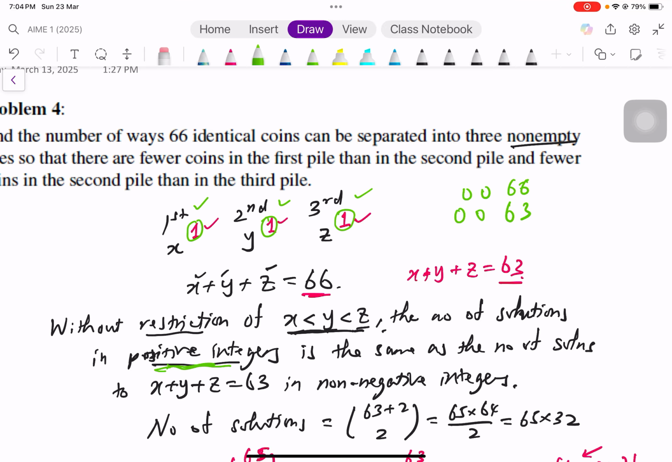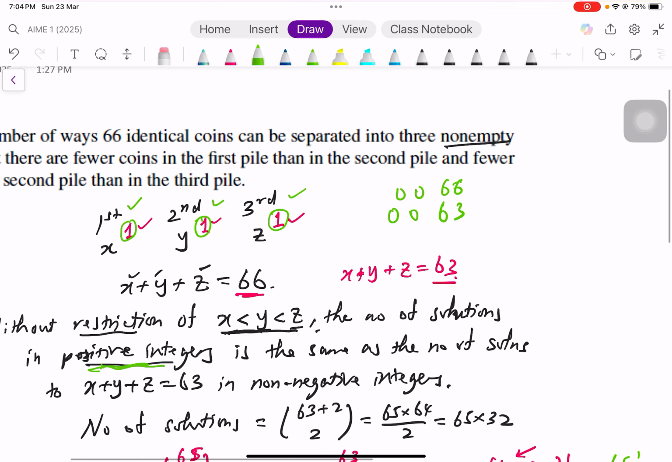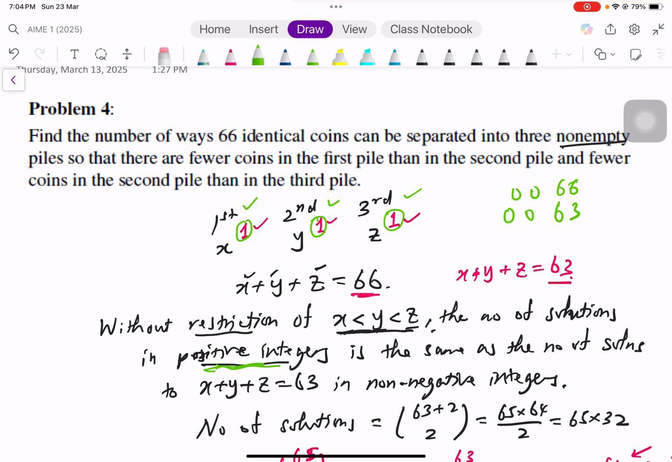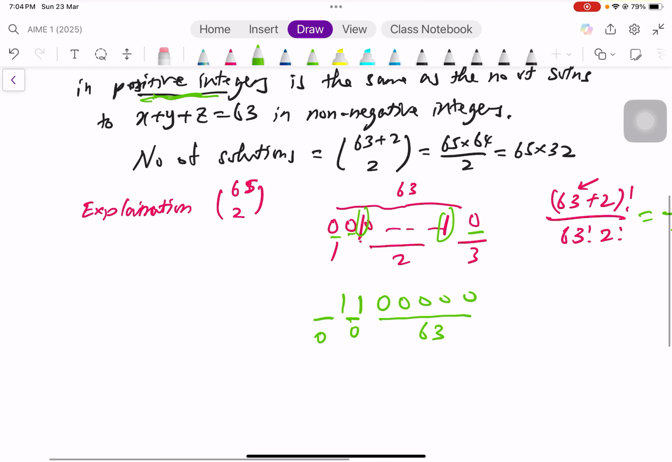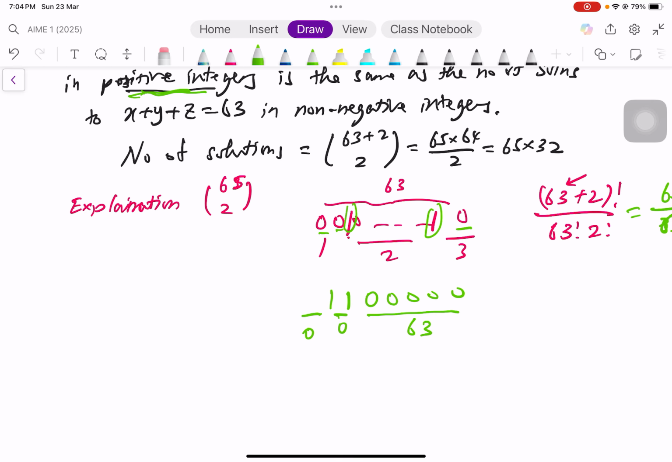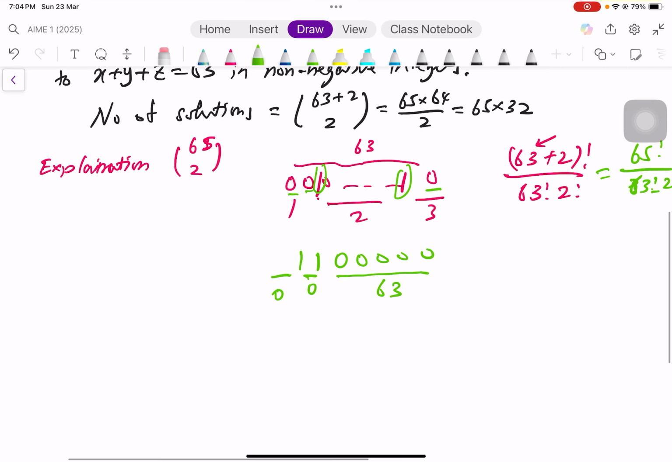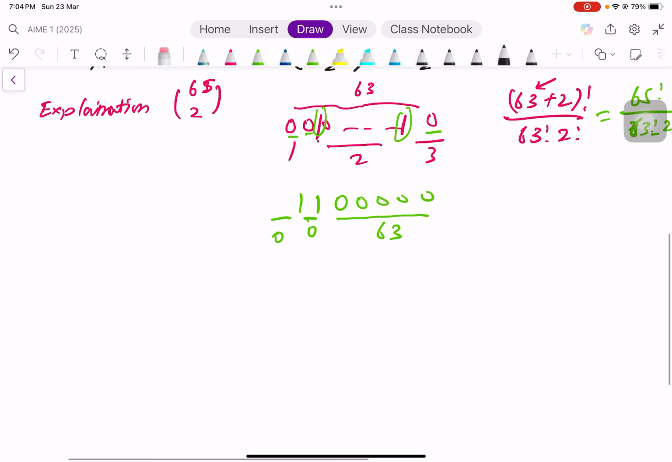But again, we have not answered this question, because this question requires that the number of coins in the first pile is less than the number of coins in the second pile, and the number of coins in the second pile is less than the third pile. I have not answered this question yet. Okay, now we consider the case. Now we are trying to answer the question given.